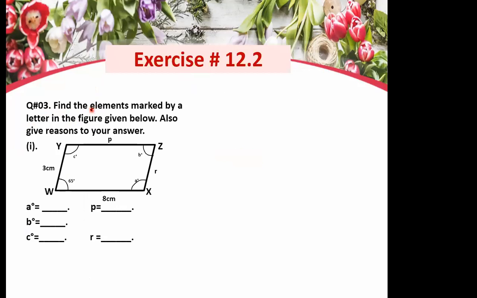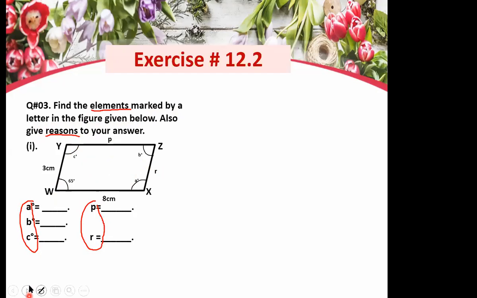Find the elements. What do you have to find here? Find the elements marked by a letter in the figure given below. Also give reasons for your answer. What does it mean? If you can see here, there are different elements: a, b, c, p, and r. You have to find all these elements, but you also have to provide reasons for your answers.